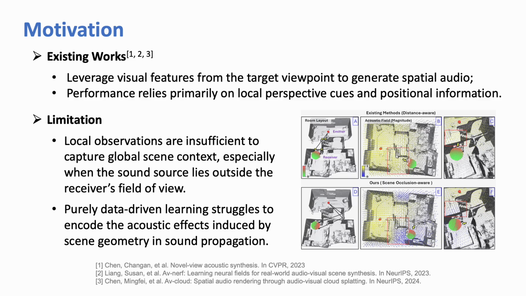Existing methods typically use visual features from the target viewpoint to generate spatial audio. Thus, their performance mainly depends on the local perspective cues and positional information. However, local observations are insufficient to capture the global scene context, especially when the sound source is not directly visible or lies outside the receiver's field of view. As shown in the right figure, when the sound source is occluded by walls or located in a separate room, local visual cues cannot provide the critical spatial relationship between the source and receiver. In addition, prior approaches rely on purely data-driven learning for the sound field and struggle to encode the acoustic effects caused by scene geometry, particularly wall occlusions in sound propagation.